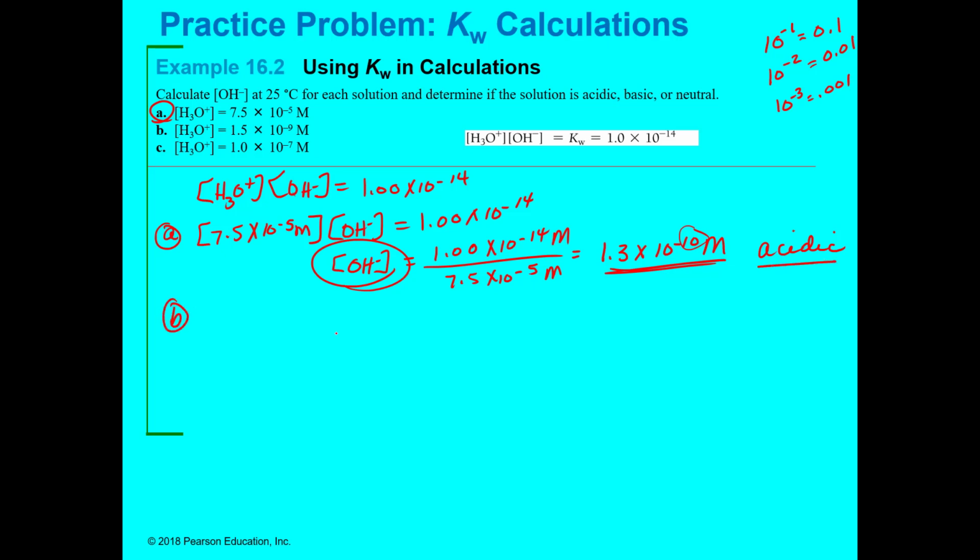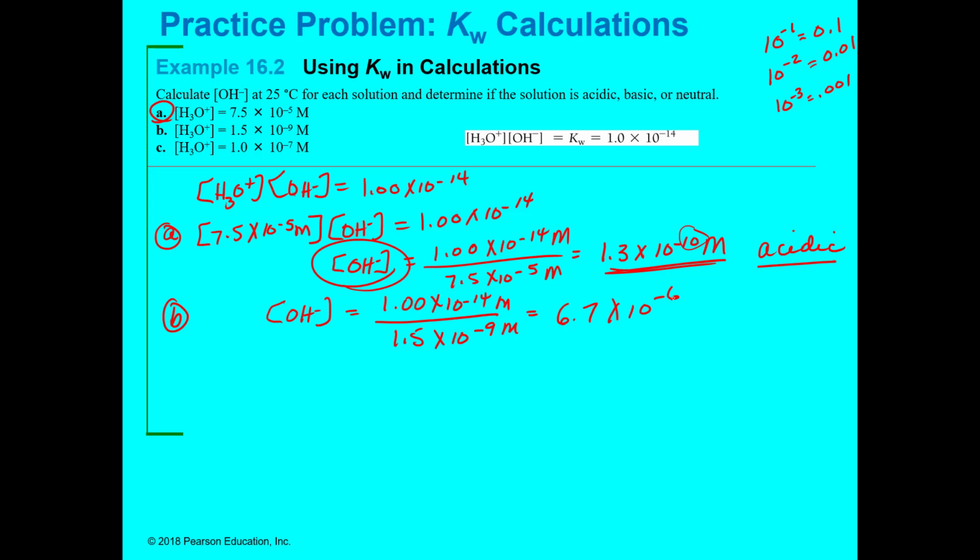In the second example, we're doing the hydroxides. Because now we know how we've rearranged it, the hydroxide is going to be 1 times 10 to the minus 14 divided by the hydronium ion concentration, which is 1.5 times 10 to the minus 9. And that gives us 6.7 times 10 to the minus 6.